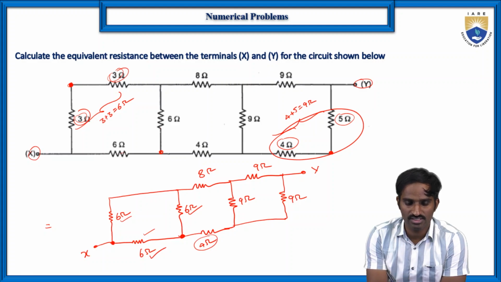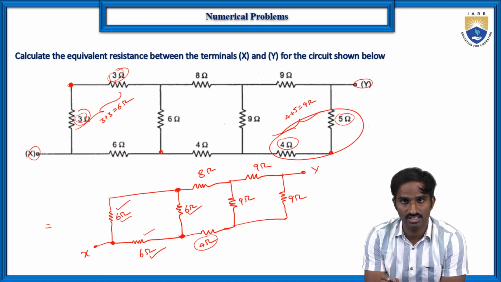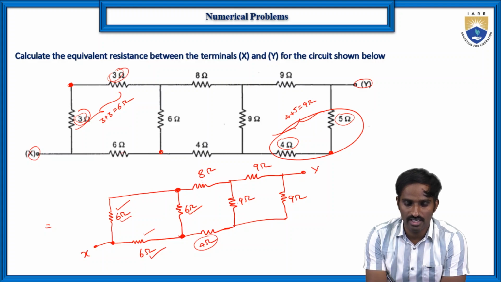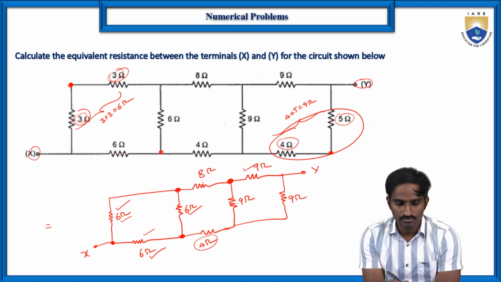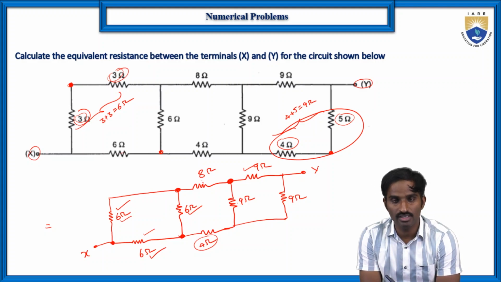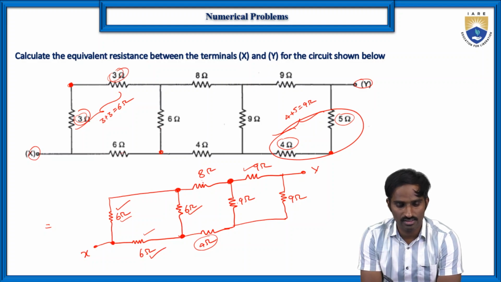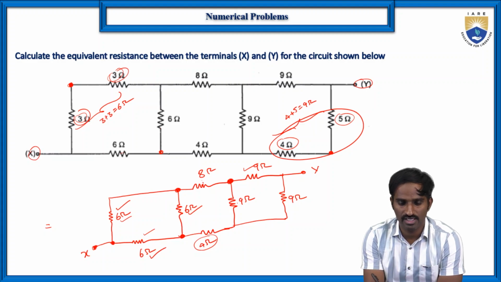Then similarly, the 6 and 8 again have one common node, and the common node is connected to 6 ohms. So we cannot define whether the 6 and 8 are in series or parallel. And again here 8 and 9 also have one common node, and this common node is connected to this 9 ohms. So we cannot identify whether any two or more resistors are connected in series or parallel. In this case, how can we reduce this network to find the equivalent resistance between the X and Y terminals?